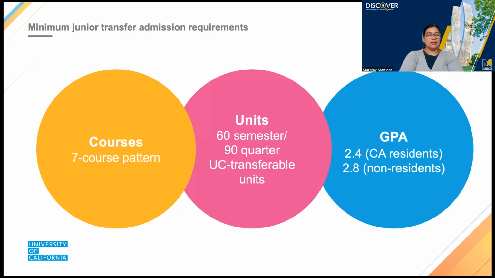No more than 14 semester or 21 quarter units of the required 60 units may be taken with pass or no pass, unless a student is transferring from a college or university that awards only pass credit. Students must have a transferable GPA of at least 2.4, or 2.8 for non-residents. I'd also like to note that all students must be in good academic standing, so having a 2.0 GPA or better at the last institution of attendance and at any previous UC campus where the student was enrolled in a regular term. So for example, fall, winter, or spring.